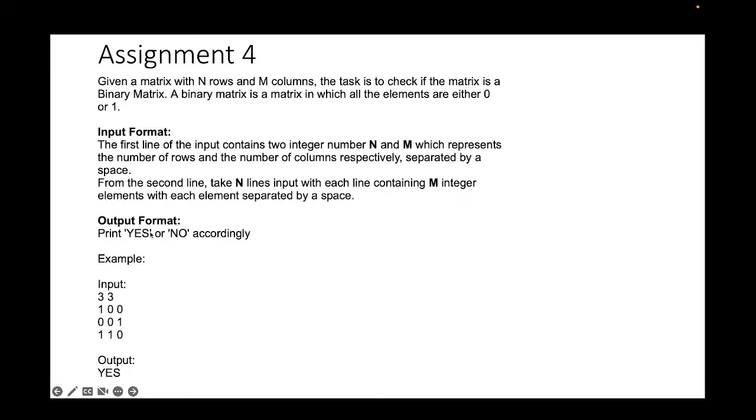So we'll check if the given matrix is a binary matrix or not. If it's a binary matrix, we should print yes, otherwise print no. An example is given. We are defining the dimensions of the matrix. Here it's not a square matrix necessarily, so we'll define how many rows there are and how many columns there are. We'll define both of them. Then we'll input a matrix. This matrix contains only zeros and ones, so it will give the output yes.